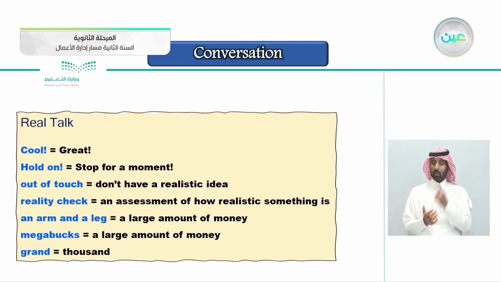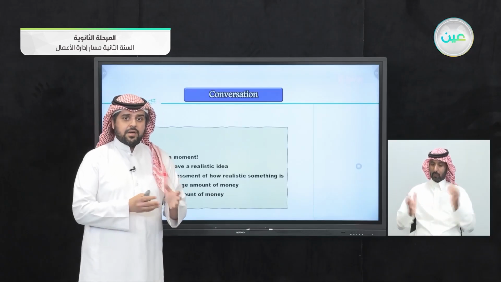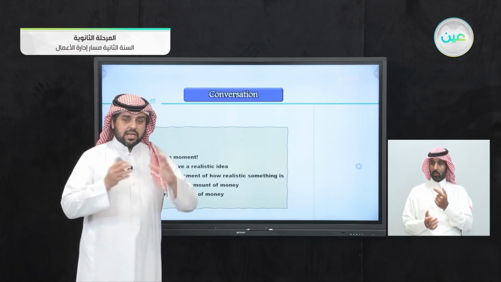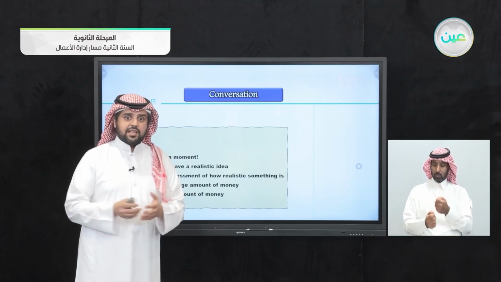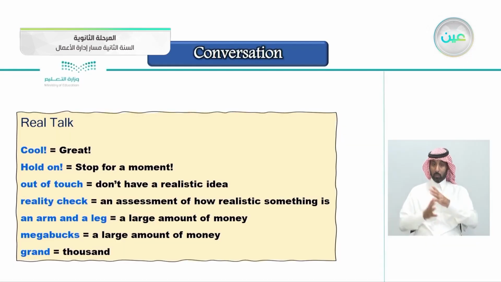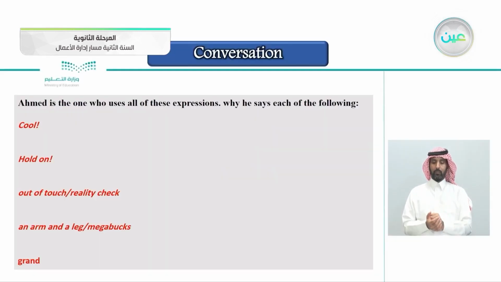An arm and a leg, it means a large amount of money. If you see something very expensive, for example, a very expensive car, you will say, this car would cost me an arm and a leg. It means that it's too expensive. Megabucks, large amount of money. Grand, thousand. When you say 1 grand, 2 grand, 15 grand, it's the same as saying 1,000, 2,000, 15,000, and so on.